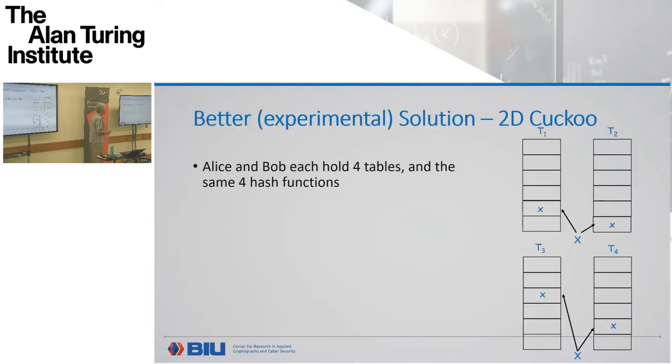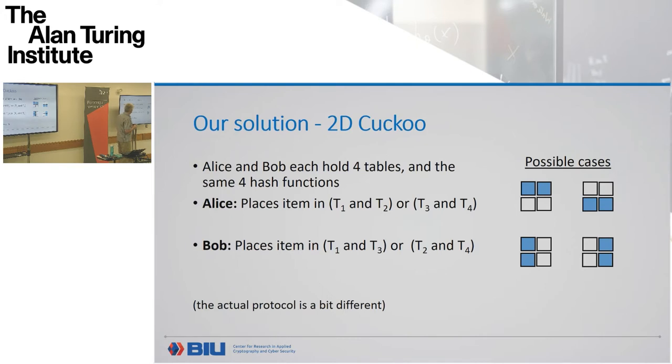We have a better construction, for which we have an experimental result. And it goes like this. The parties consider 4 tables. Each table has a hash function associated with it. And they agree on the tables and the hash functions. What we would like is for Alice to map each of her items to the tables, but we only have 4 tables, not 8.